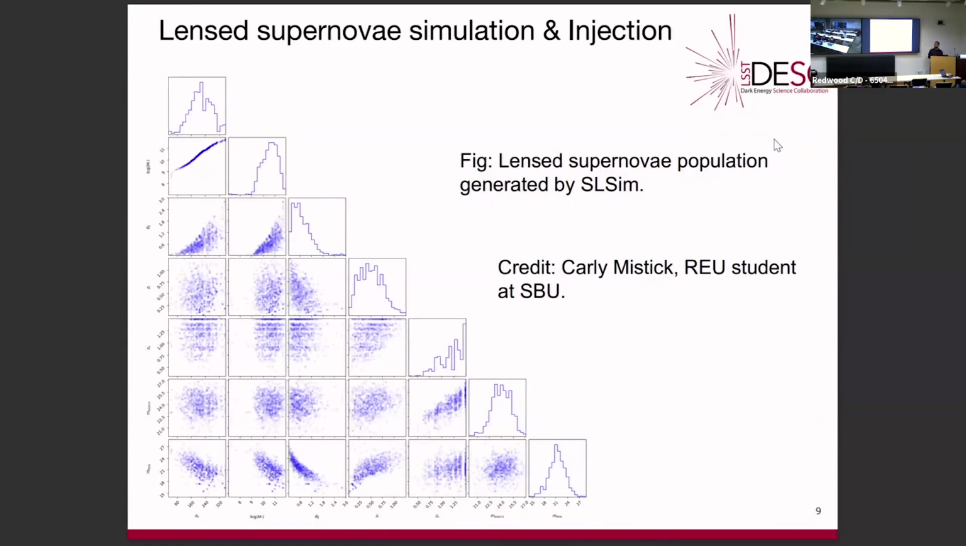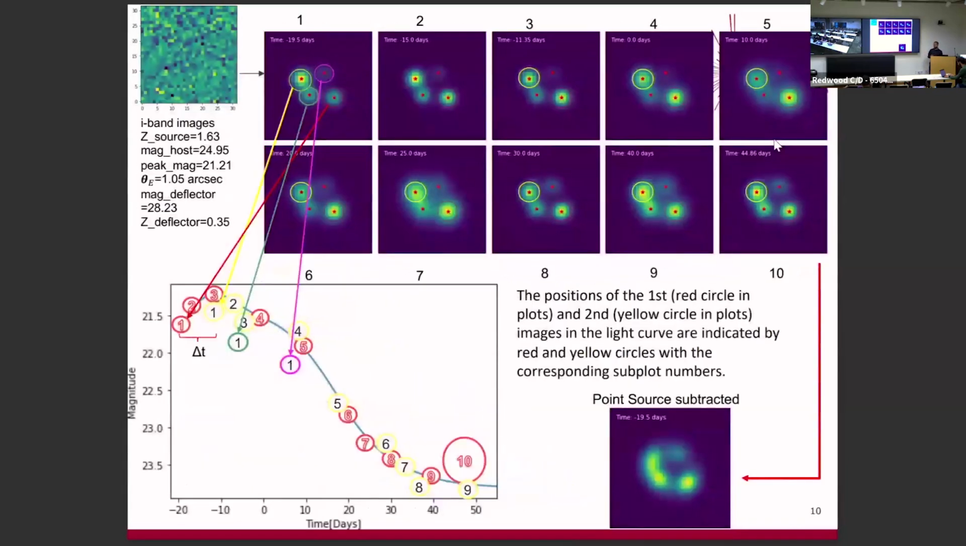This corner plot shows a population of lens supernovae, and this is implemented by Carly Mystic, who is a student at Stony Brook University. Here also, once you have a lens supernovae population, you can simulate time series images of the lens supernovae, and at the same time you can create time series cutouts using the single exposure images from the DP0 data, and then you can inject time series lens supernovae images into the time series DP0 data.